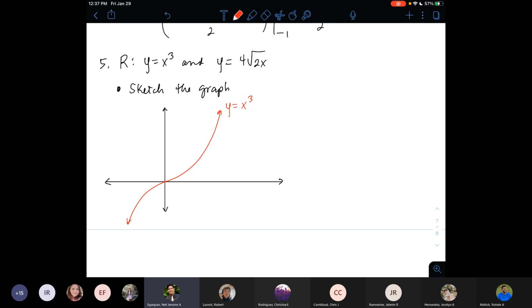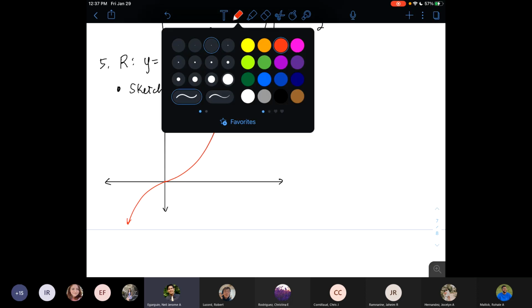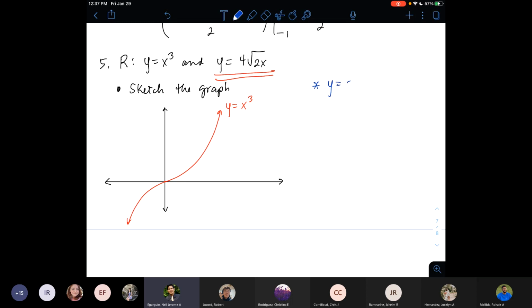And then y equals the fourth root of 2x. So maybe here, this is a semi-parabola opening to the right. So I can give just some specific points on that. If I have y equals the fourth root of 2x, and then if I let x equal 0, then y equals 0. So I'll have that. And that's a lucky thing, because I know the first point of intersection is (0, 0).